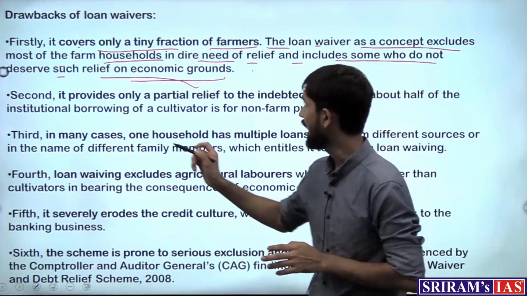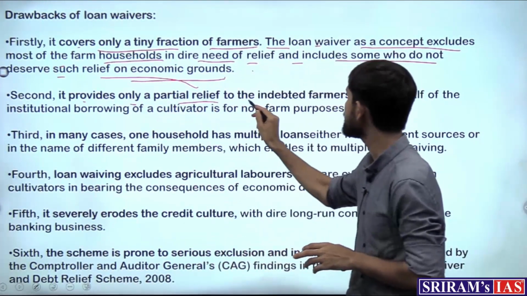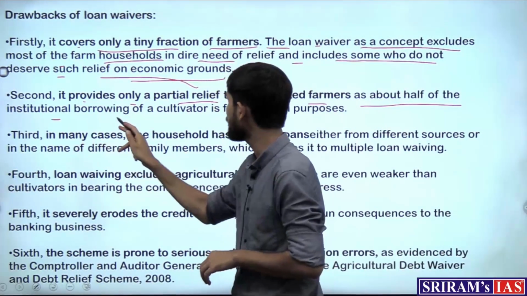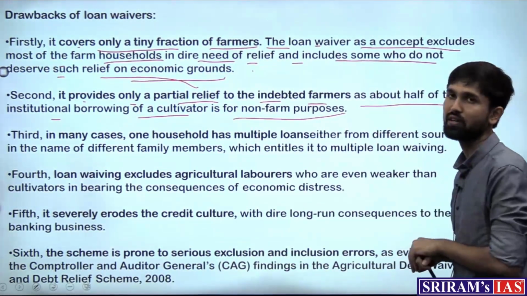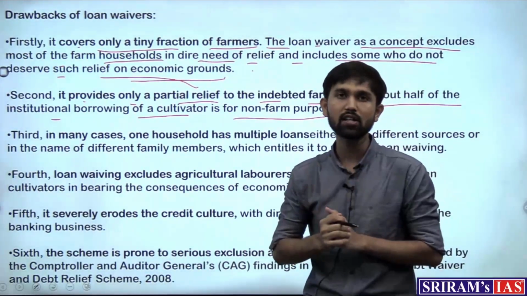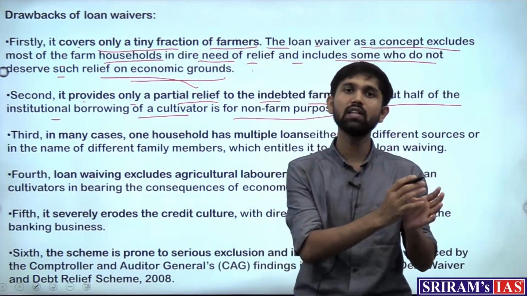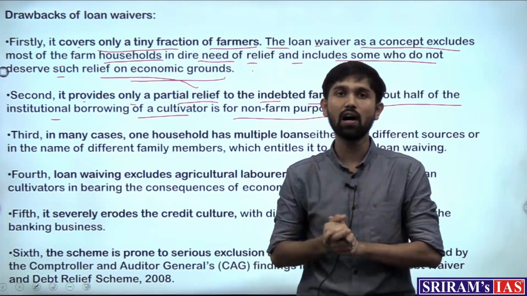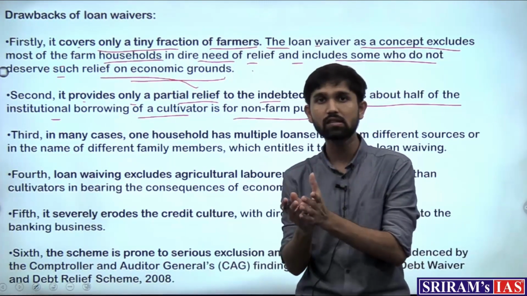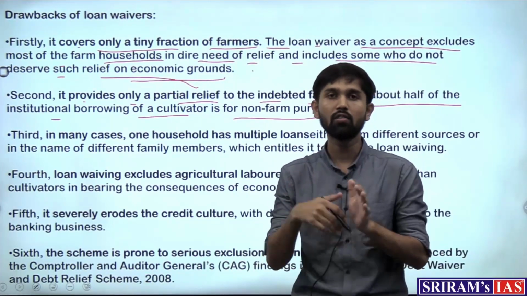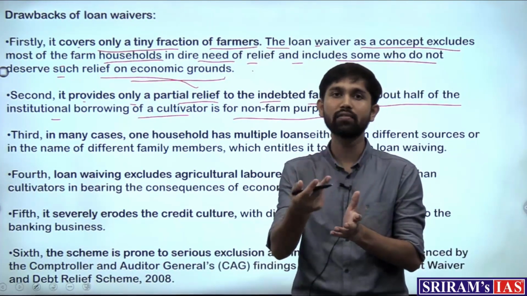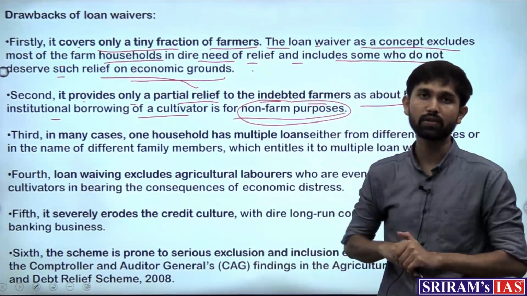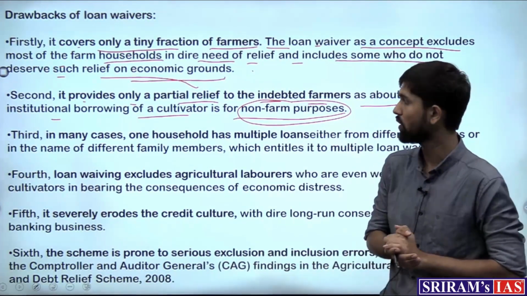And second, it provides only a partial relief to the indebted farmers, as about half of the institutional borrowing of a cultivator is for non-farm purposes. This also highlights one of the drawbacks, where most of the expenditure that the farmer does is significantly on non-farm purposes, and this loan waiver is for farm activities, which is why we call it the farm loan waiver. So the non-farm activities are also there, to which this loan waiver does not cater.